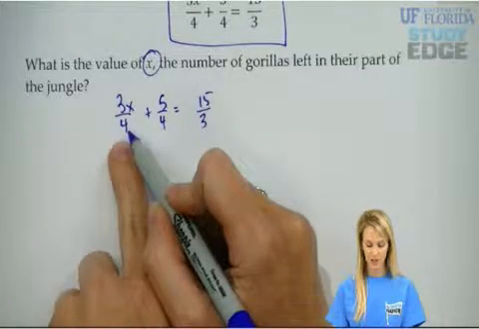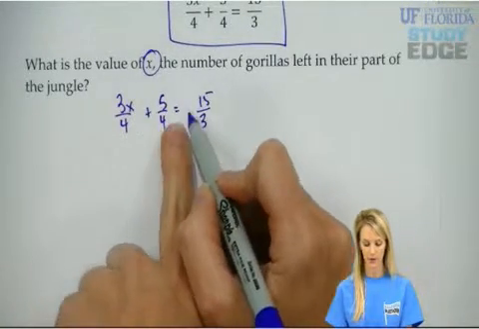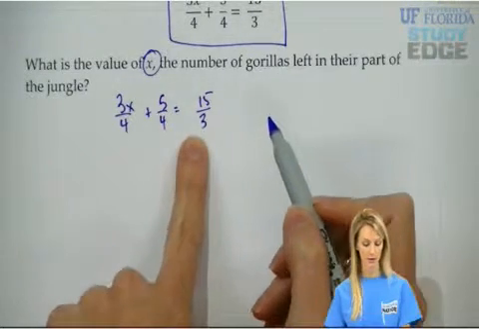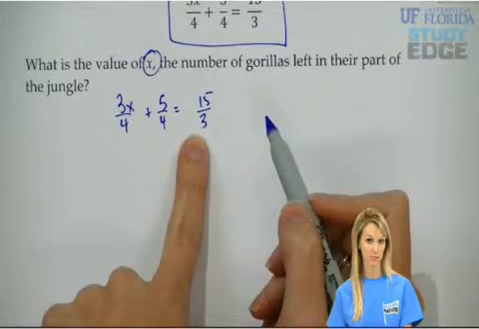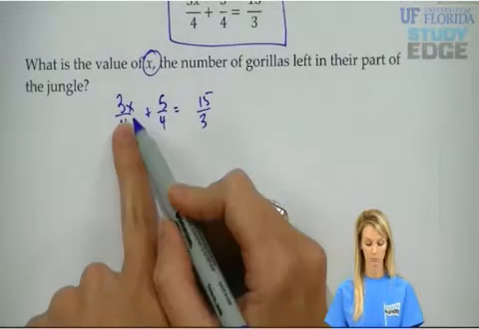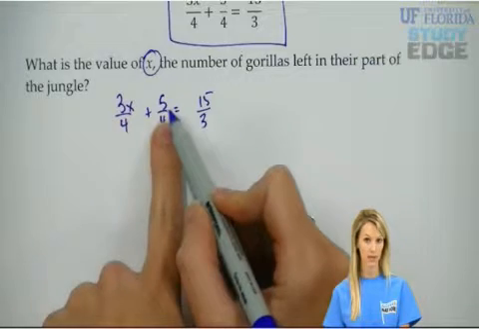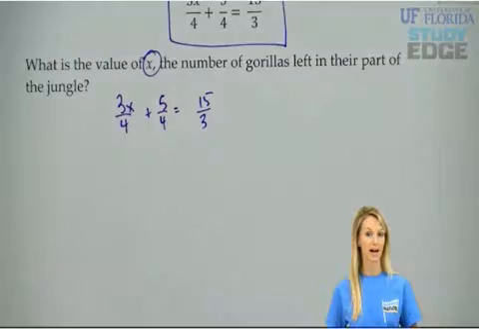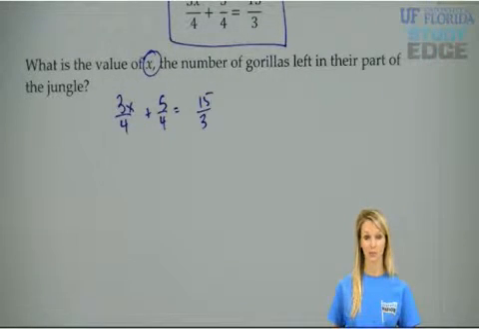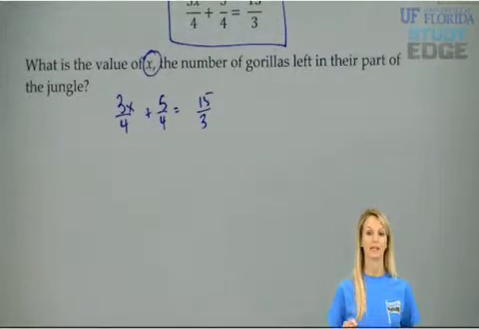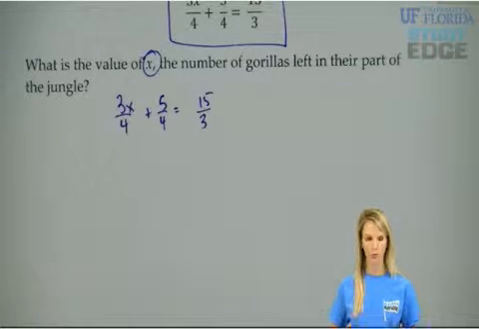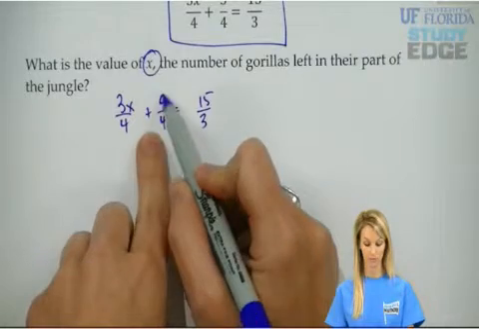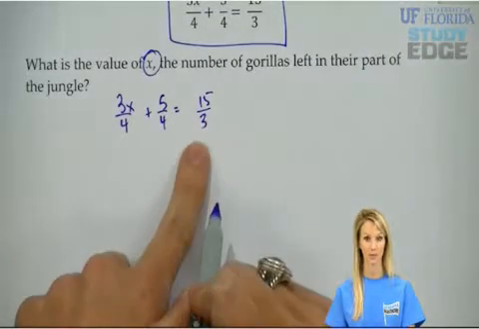We've got 3x over 4 plus 5 over 4 equals 15 over 3. Okay. What's happening here? Well, we've got a term with an x and a term with just numbers. And then we have our equal sign, and we have a term with just numbers. I want to get my terms with x, with the variable, on the left side of the equation, and my numbers on the right side. So what am I going to do? Well, let's get rid of this number so we only have numbers on the right.